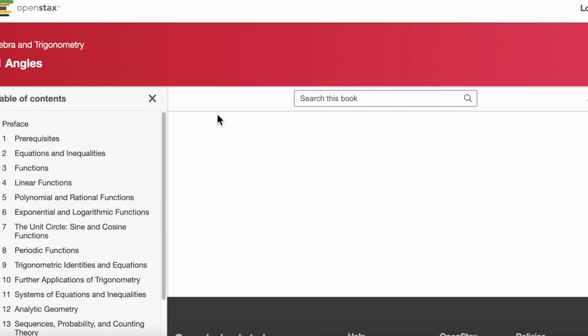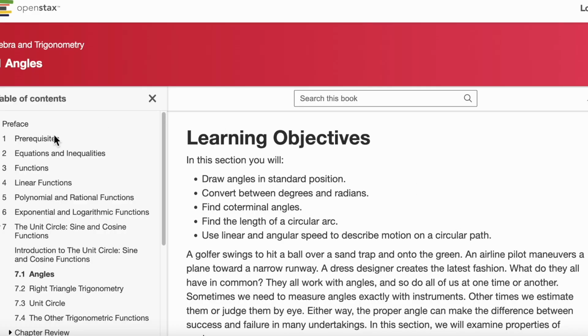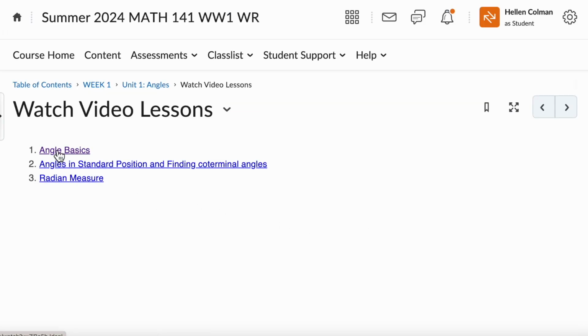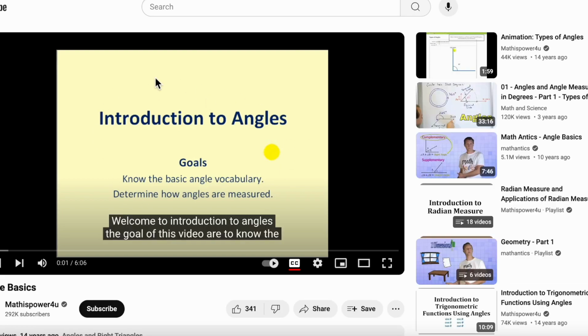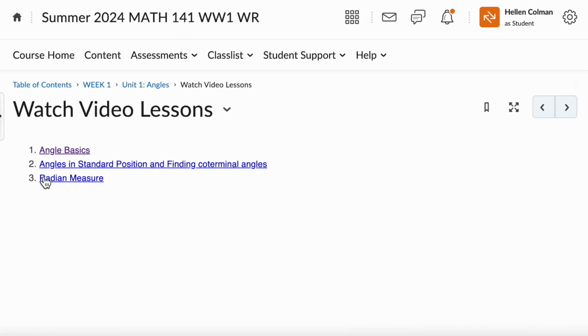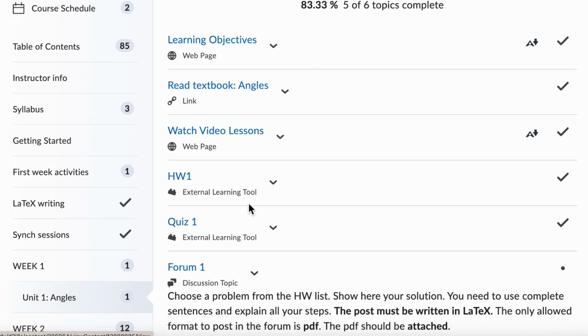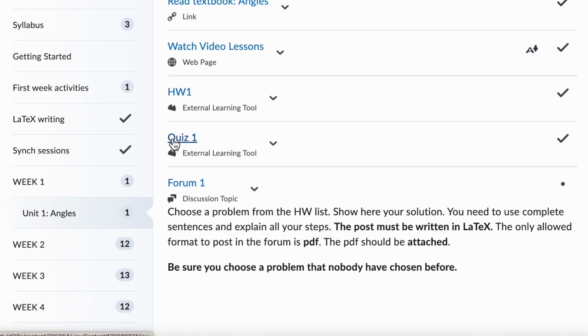You have to read the textbook, just click, and here is the book. You also have video lessons that you can watch. So we can take a look at this, for instance. Welcome to an introduction. Here are the video lessons. And once you do both, read the textbook and watch the lessons, is where you are going to start with the 3 assessments that I described before: homework, quiz, and forum.